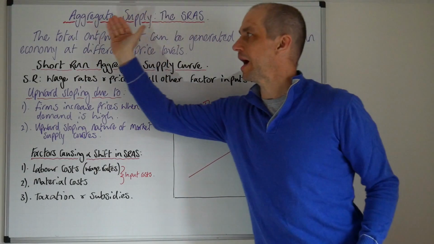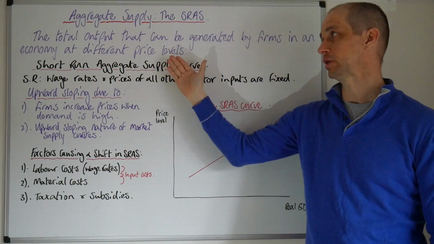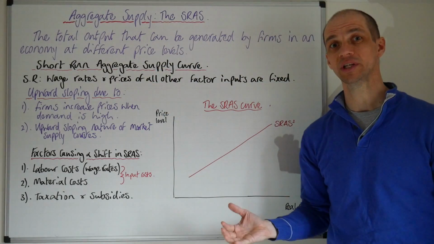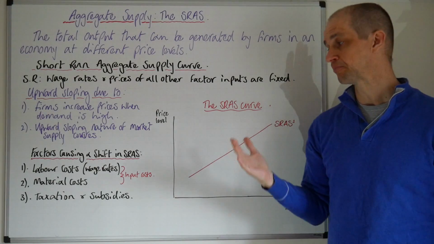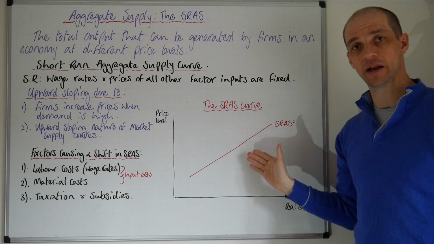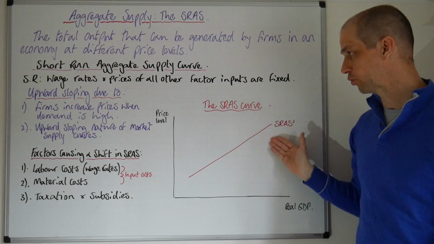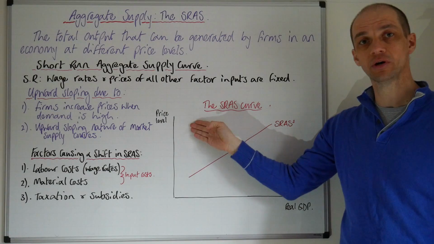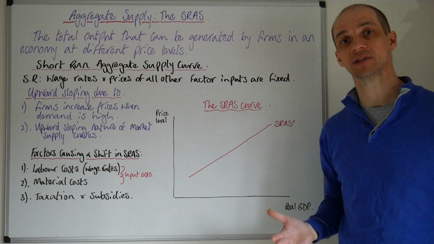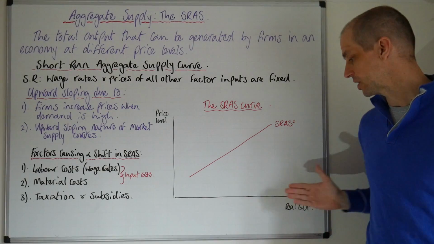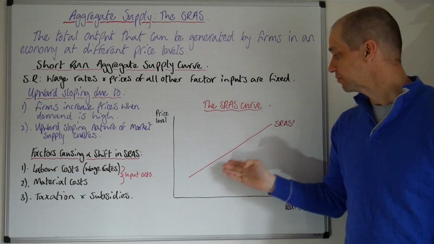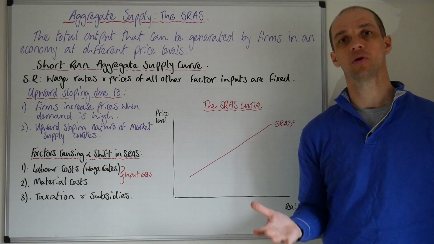So really, aggregate supply is about the total output that can be generated by firms in an economy at the different price levels within that economy. So if you look at the actual diagram that we have for an aggregate supply curve here, a short run aggregate supply curve, we can see on our vertical axis we have the price level, meanwhile on the horizontal axis we have real GDP. So that is the total value of output generated in the economy. Okay, so we see our short run aggregate supply curve here.